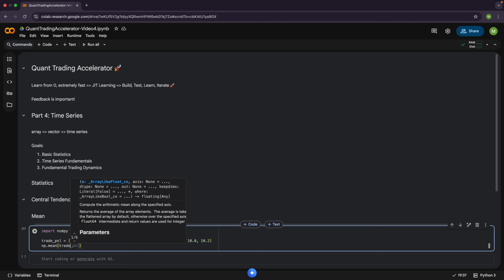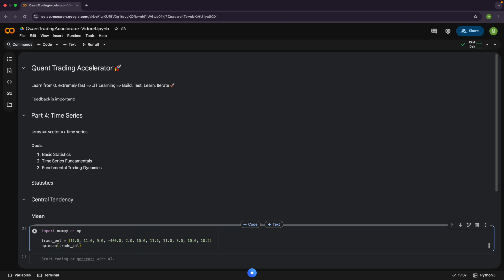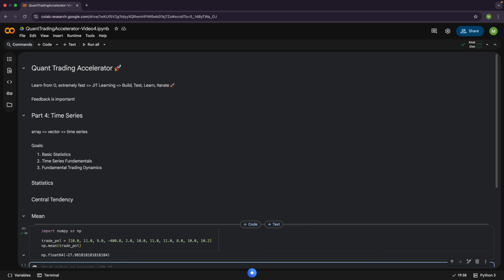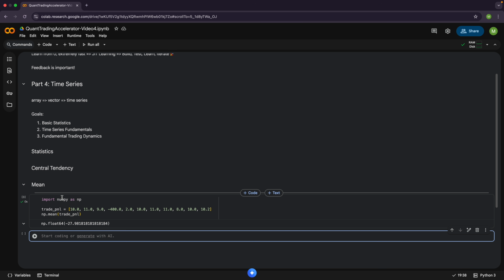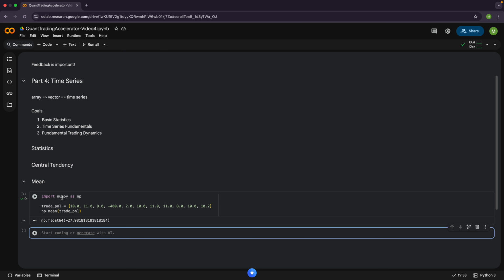Okay, and we're going to take the mean of this. And this basically tells us what's the expected value of each trade. So we see here that it's a negative number, right? The only caveat of the mean is it's sensitive to outliers, and I'm going to show you an example.